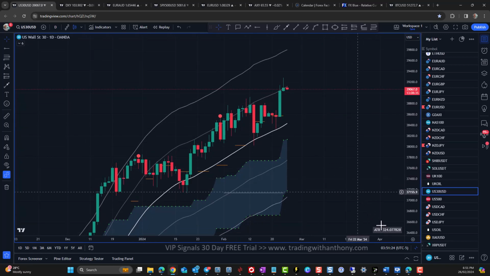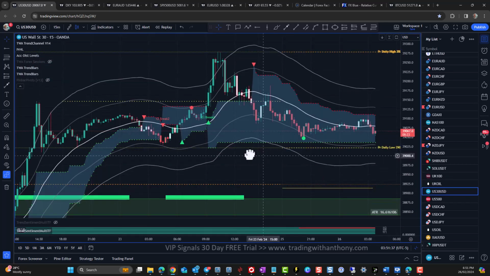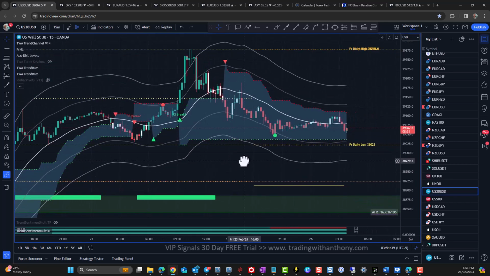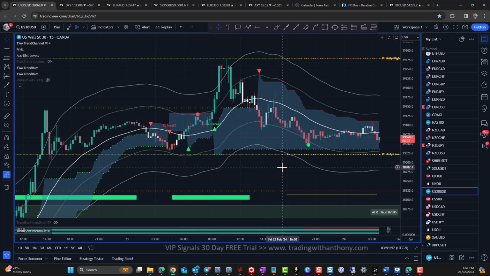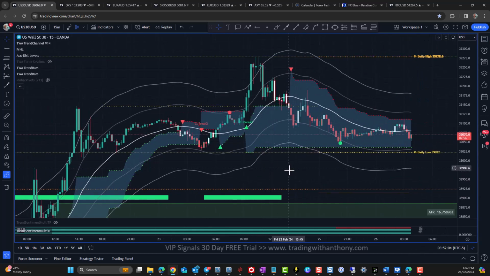So what we'll do is we'll open up a 15-minute chart. We'll go over to this one here, top left, and I want to introduce you to our indicators. And we have a simple rule of thumb. I'll show you our trend continuation strategy on a 15-minute chart using the indicators.